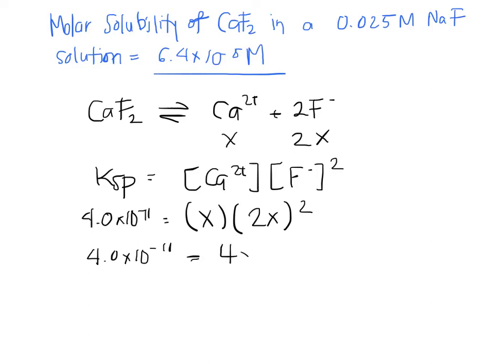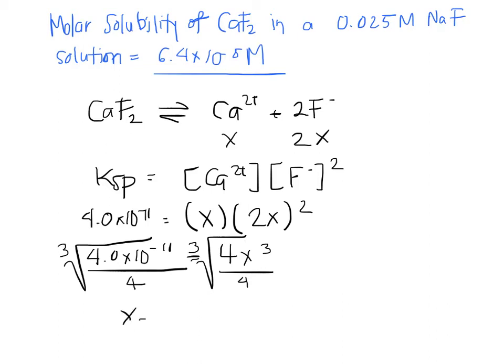We got 4x cubed. Now to solve for x, I'm going to divide both sides by 4 and then take the cube root. And so my x value is going to equal 2.15 times 10 to the negative 4 molar.